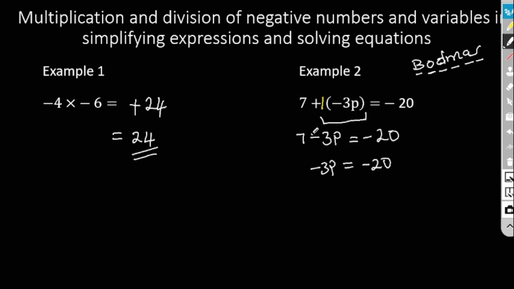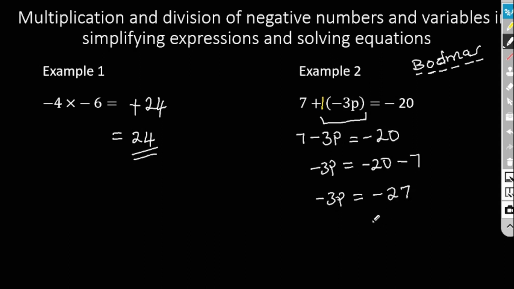When I cross over the +7 to the other side, it becomes -7. That's a mathematical concept. We say when a number or a term or a variable crosses over an equal sign, the sign changes. So continue with this working out. We're going to have -3p must be equal to -20 minus 7, which is going to give us -27.